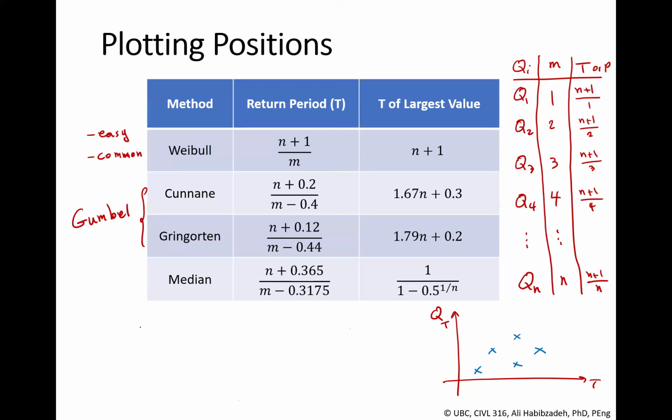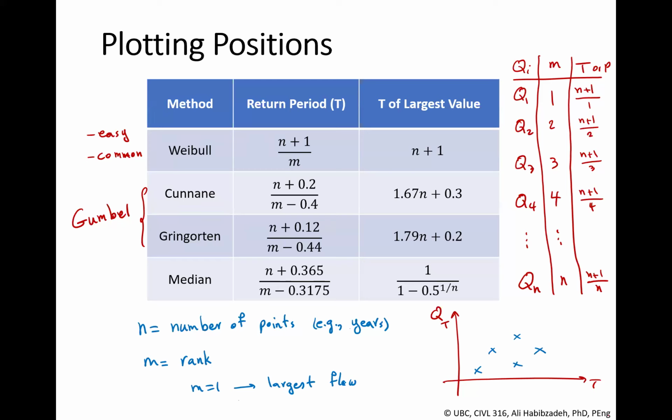Okay, so in here, N is the number of points or available data points, usually years. Year 1, year 2, and so on. And M is the rank. That's the position of that data point in the row in the descending order. So 1 means largest. Let me write it down actually. Okay, now I have the distribution. I have the data, QTs versus Ts.